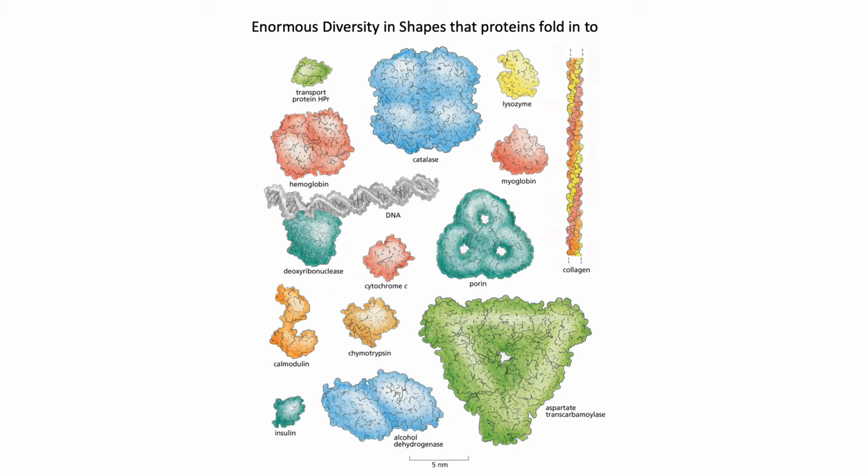So this gives an illustration, and we're going to look at more later, of the types of structures that different proteins can fold into. So you have catalase, which has a primary sequence that allows it to fold into that structure. Lysozyme has a primary sequence that allows it to fold into the structure that's shown there. Alcohol dehydrogenase at the bottom, a specific primary structure folds into that.